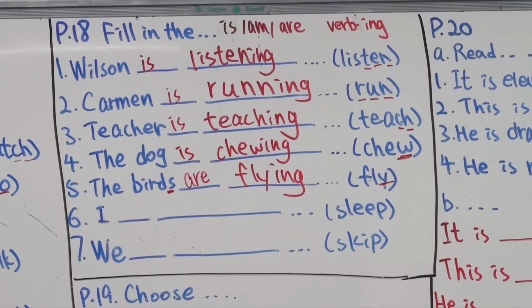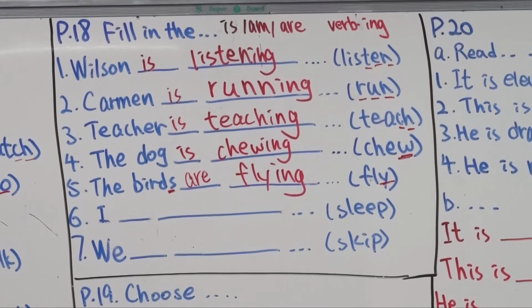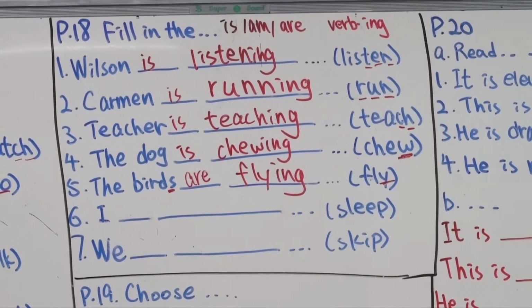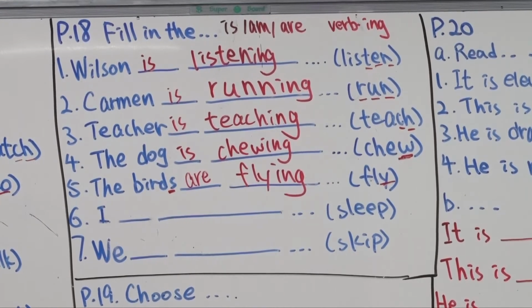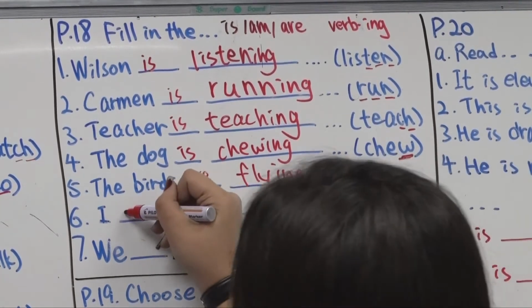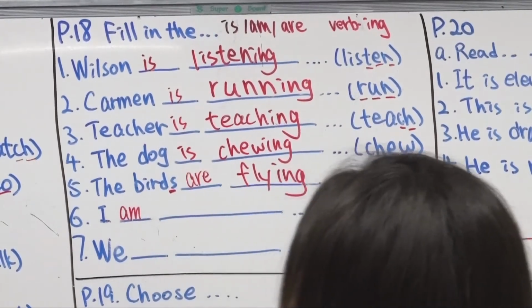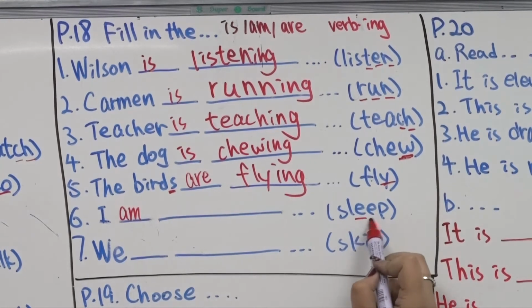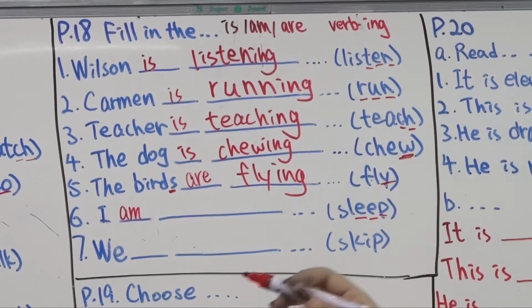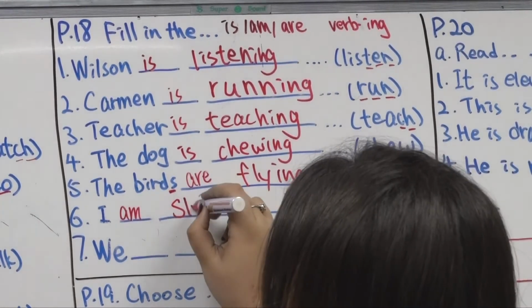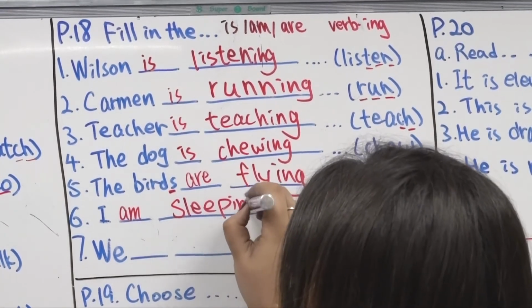Okay, next one. I what in the bed? I is followed by is, am, or are. There's only one verb to be that is followed by I, right? Am, very good. I am sleeping. Anything special? Two vowels, remember? So we just add ing. Nothing special.